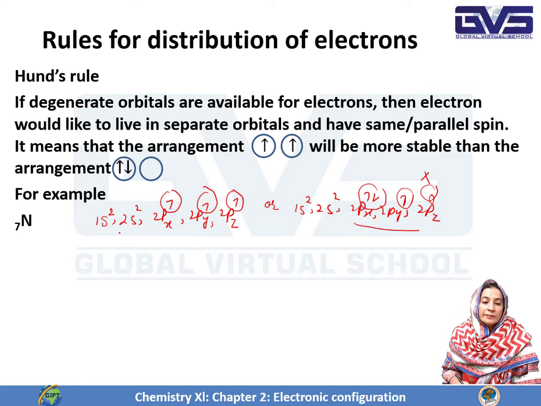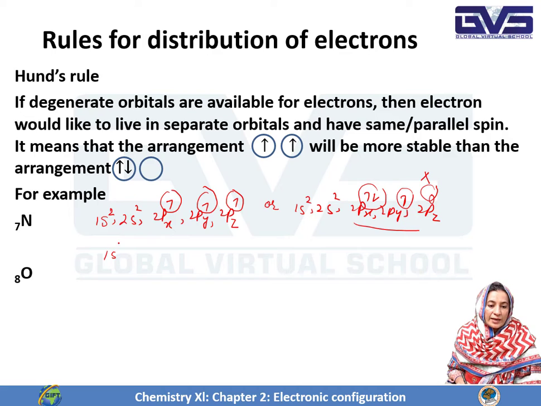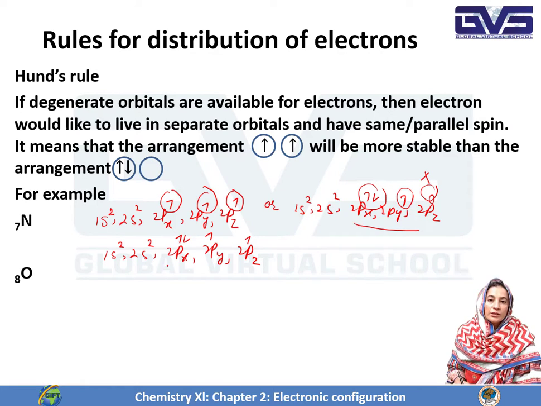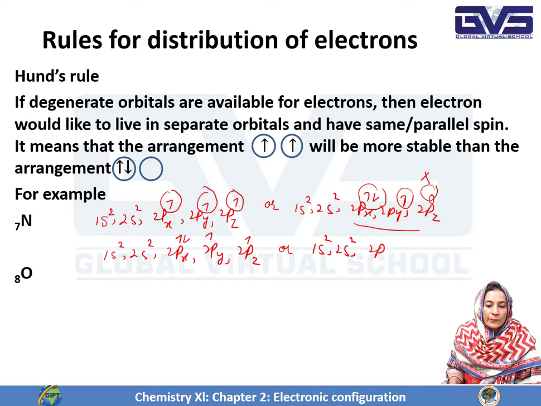Similarly, for oxygen, its atomic number is 8. 1s2, 2s2, 2px, 2py, and 2pz, 2 plus 2, 4, 5, 6, 7, 8. So this is because this one can be in any orbital px, py, pz, but it is not like this: 1s2, 2s2, 2px, 2py and 2pz.